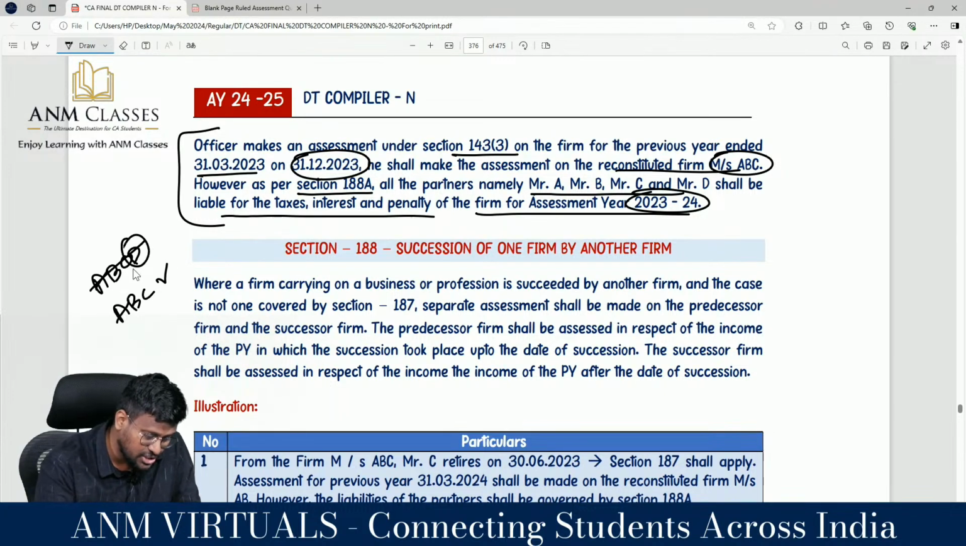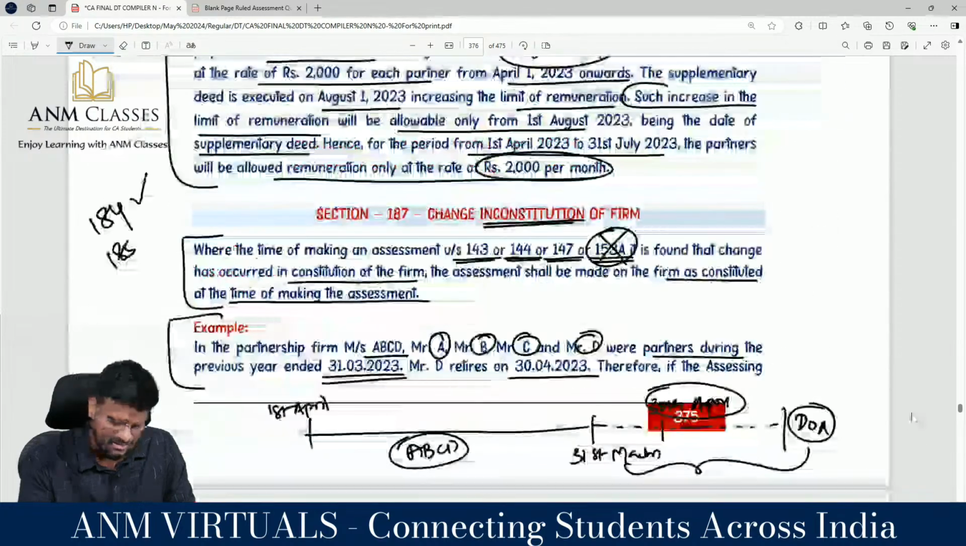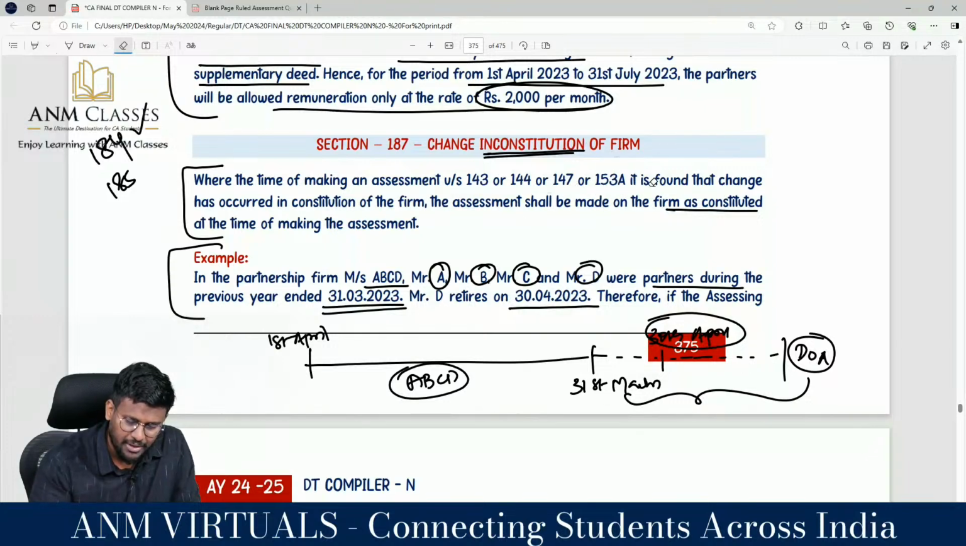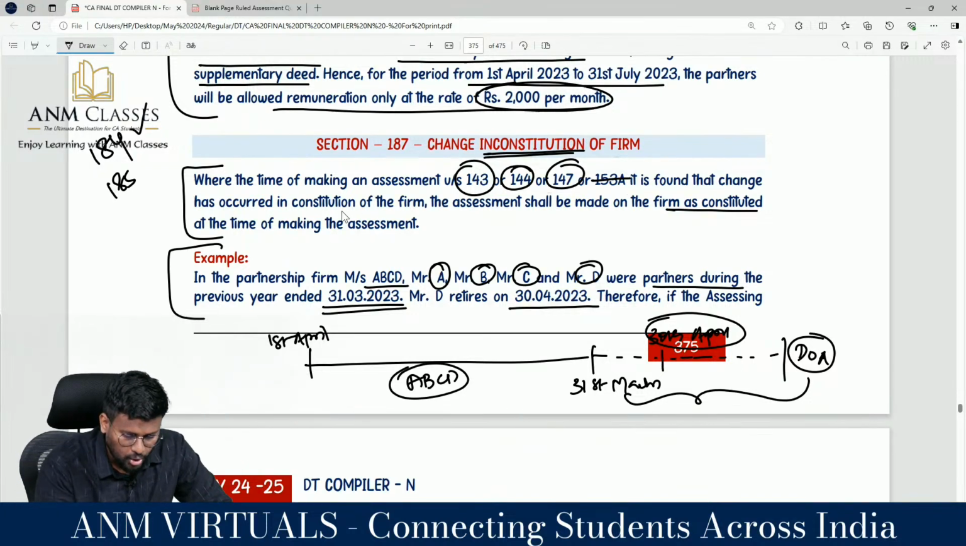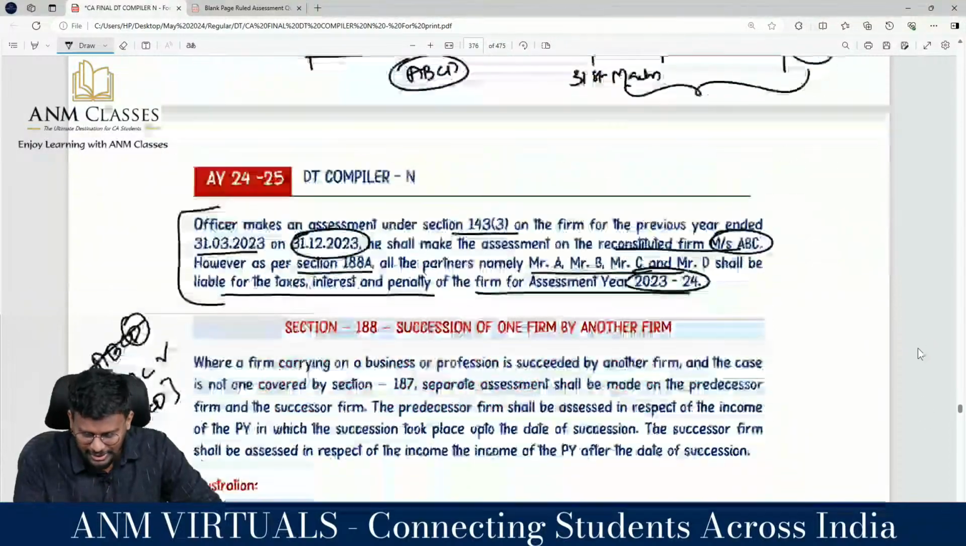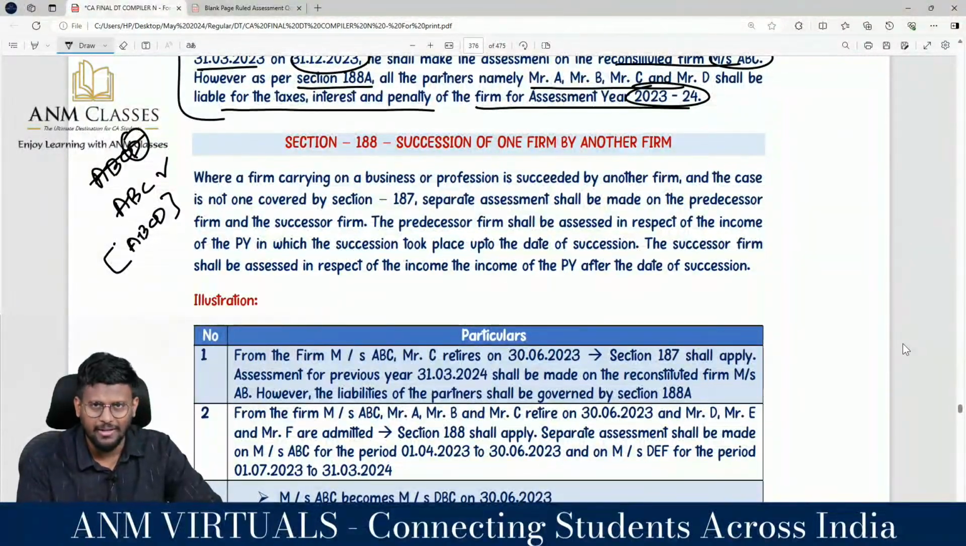So you are saying that D is not responsible for the taxes? No. All the partners A, B, C, D are jointly and severally liable for the taxes. So, if there is any change in the constitution of the firm, where at the time of making assessment under section 143, 144, 147, it is found that changes occurred in the constitution of the firm, assessment shall be made on the firm as constituted at the time of making the assessment. So, pass the assessment order on ABC and not on ABCD. Because on the date of passing the assessment order, my dear lovable students, the firm got reconstituted.